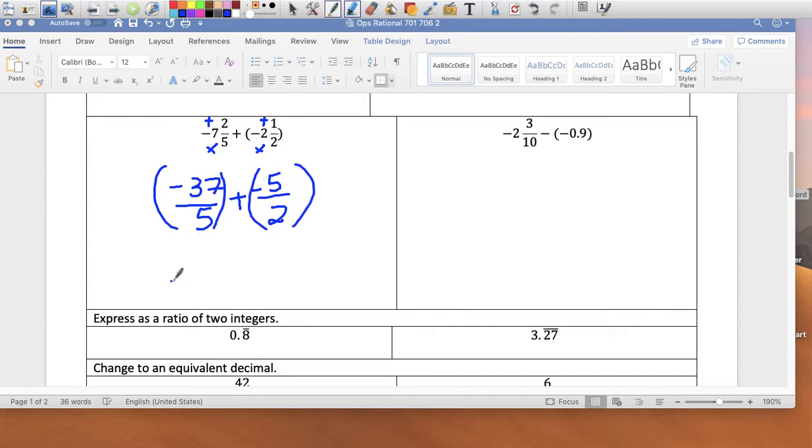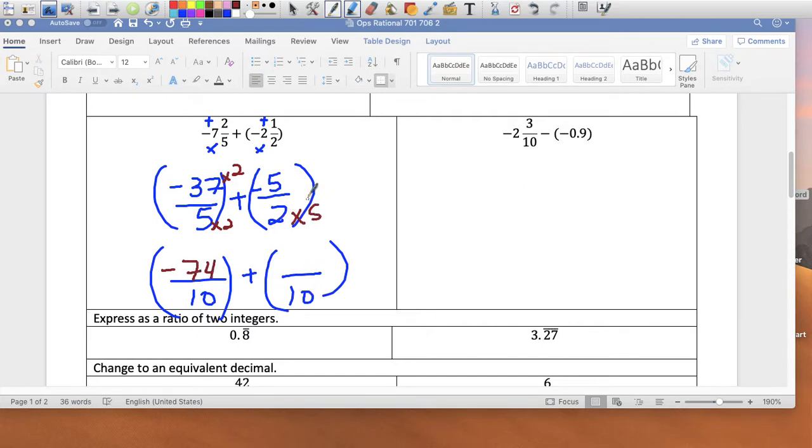Let's find a common denominator. It's going to be 10, right? So how did the 5 become a 10? Times 2. So I keep times 2. 37 times 2 is negative 74. And over here is times 5, right? 2 times 5 is 10, and on top is times 5. 5 times 5 is 25, but negative 25.